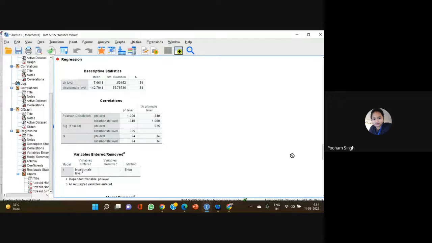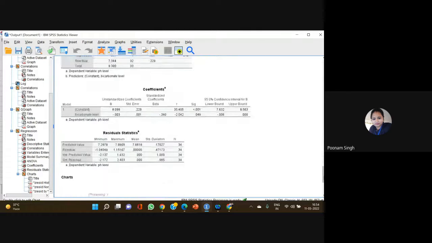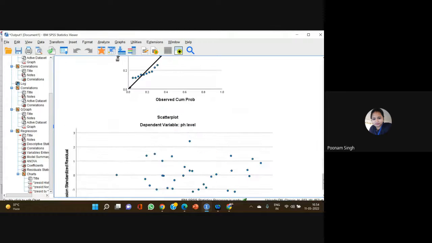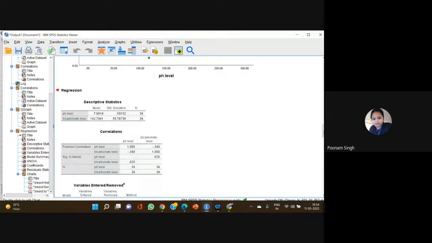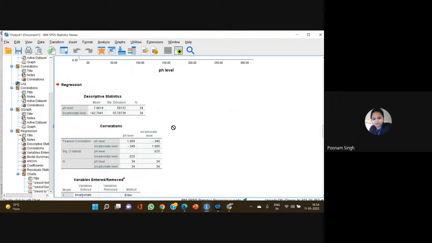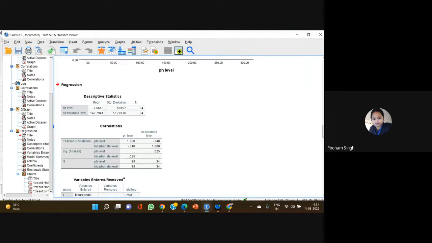So many boxes will open like this. We will interpret each and every box one by one. First one is the descriptive statistics. So first, let's check the outliers and, as I've told you, let's open that window also.